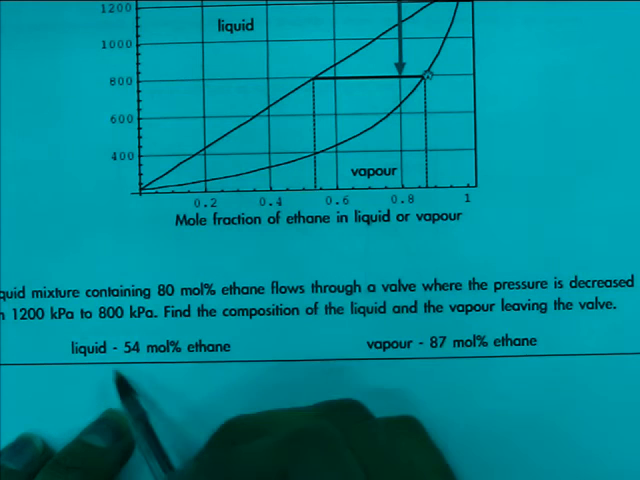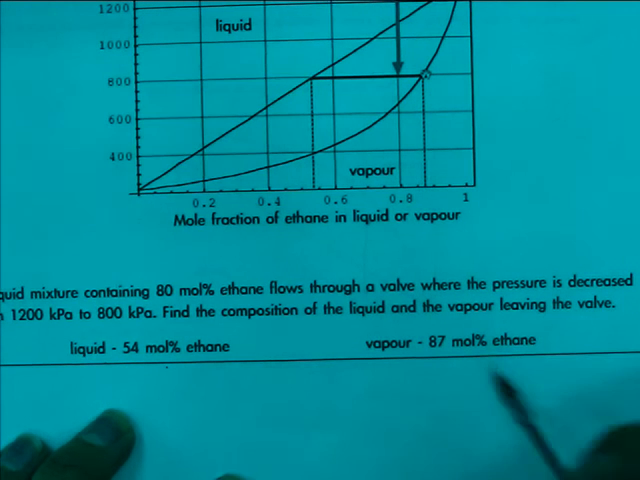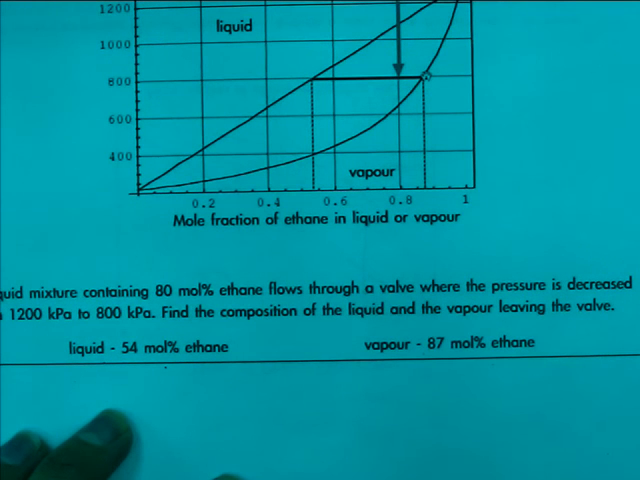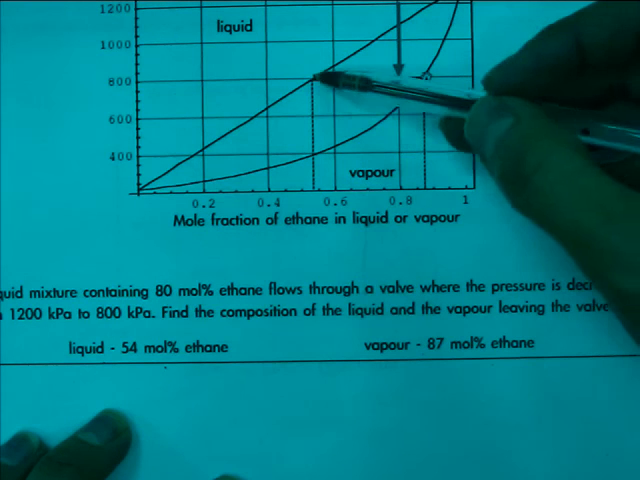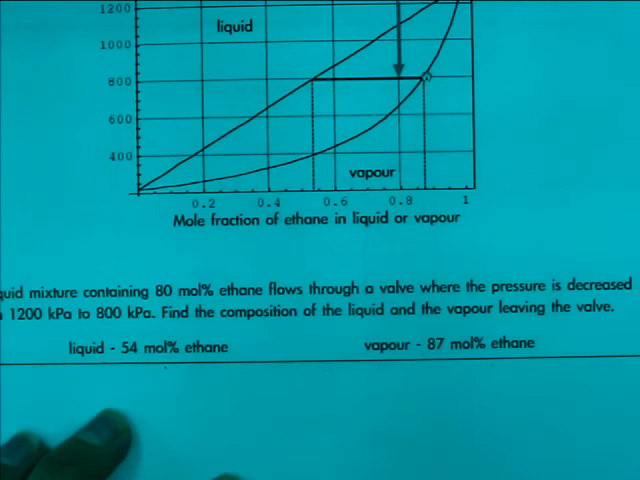So as I said, there's a certain degree of precision on this type. So in the liquid, 54% of ethane, and 87% of ethane in the vapor. And that's how we know what will be the composition of the vapor and the liquid after the mixture has gone through a valve.